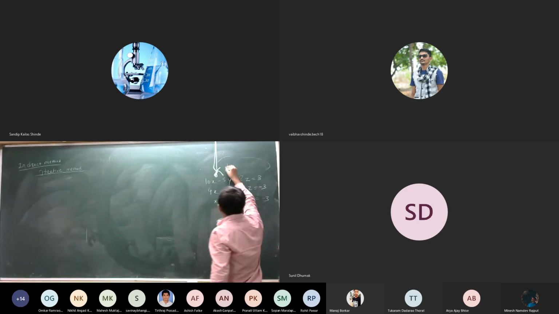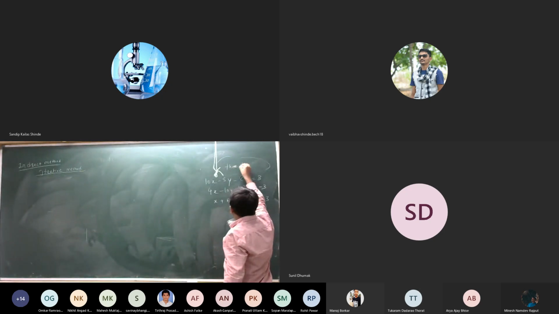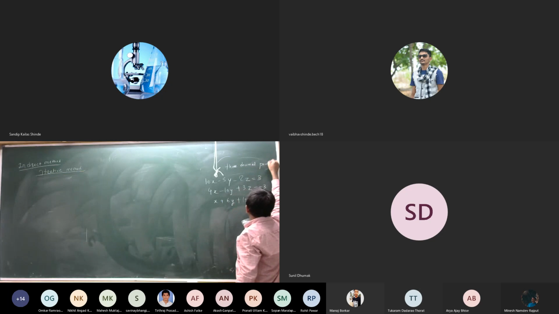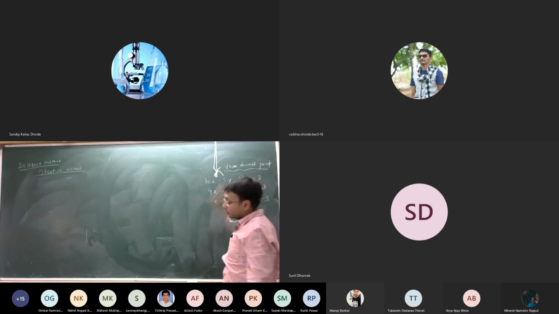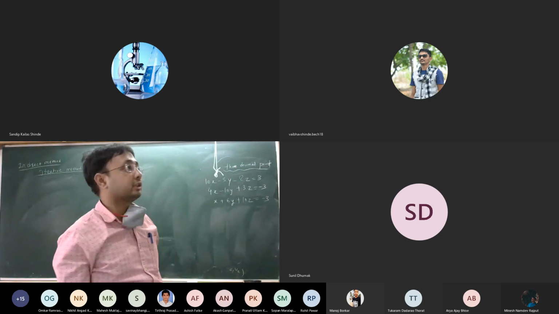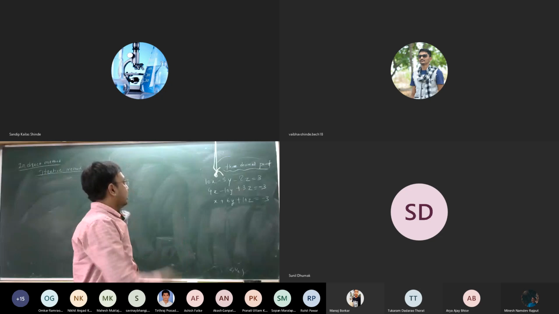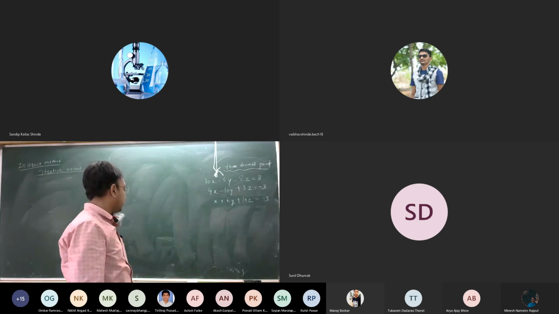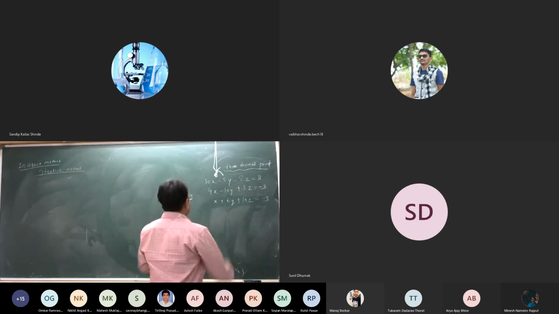The 3 decimal points are purposefully given. In the problem itself, it is mentioned that we have to solve up to 3 decimal points. That means we have to take 4 decimal points, 5 decimal points, so that automatically a minimum of 3 decimal points will come the same, and all diagonal elements should be dominating.